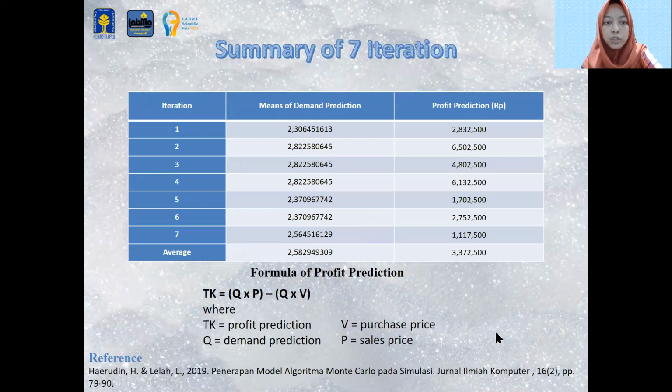From the Monte Carlo simulation carried out with 7 iterations, the results can be summarized as in the following table. Profit prediction is calculated using this formula. From the 7 iterations, the average profit prediction was 3,372,500 rupiah in 1 month, and the average number of plants sold was 3 plants per day of the month.